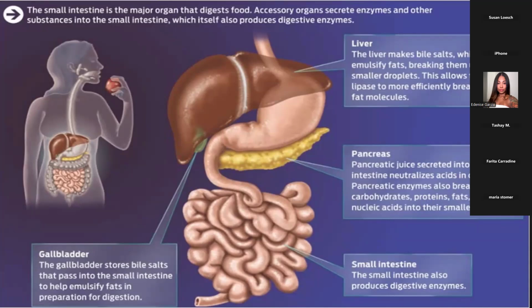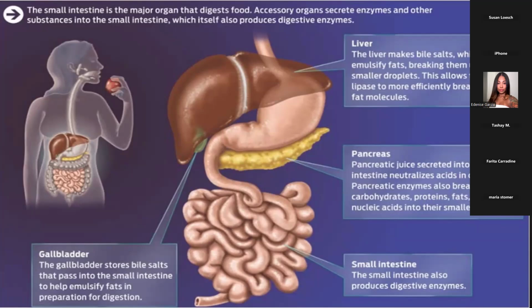So some other things are going to help with that process, like the liver. The liver makes something called biosalts. That biosalt is going to go into the gallbladder, okay? And it's going to be stored there. And then when the body needs those biosalts to start breaking down the fats or prepare the body for digestion, then the gallbladder will release it. The liver makes those biosalts, okay? It makes them by breaking them up into smaller droplets, and that allows them to break up those fat molecules.